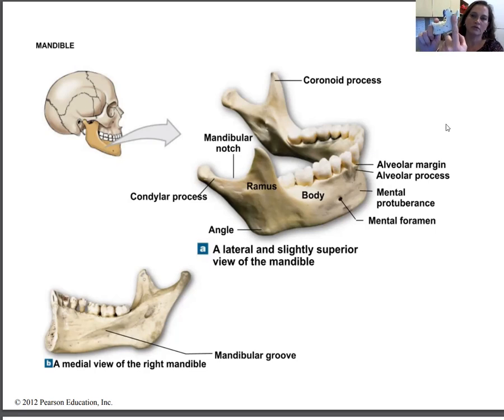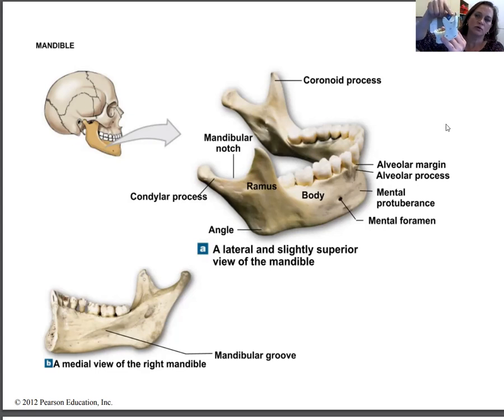Then you have this area right here. This area is called the ramus. And then this bend where it takes a different turn, this is called the angle. So again, the back portion that's more rounded, these are going to be your condylar processes. Then you have the two pointy ends right here and right here on either side. Those are your coronoid processes.